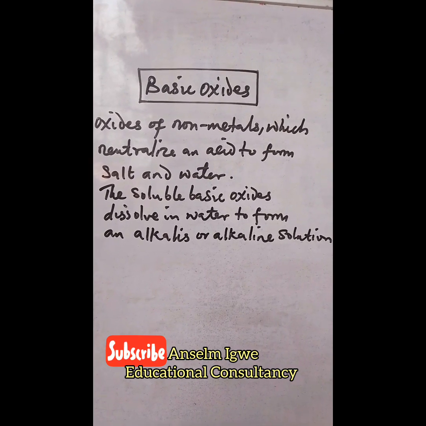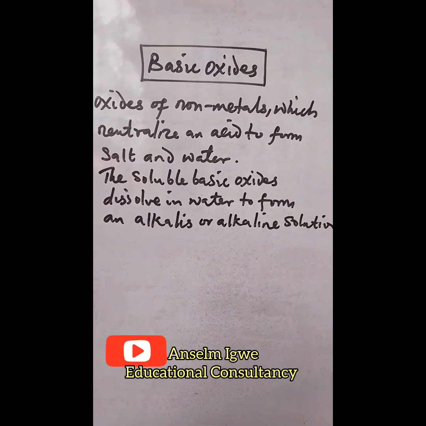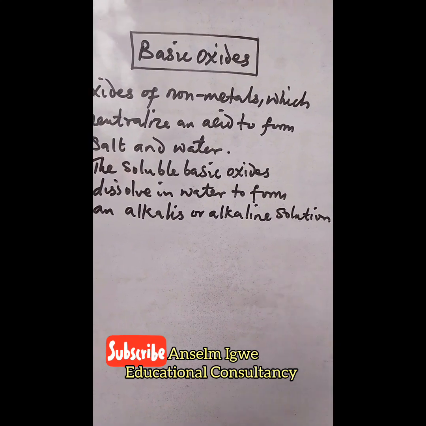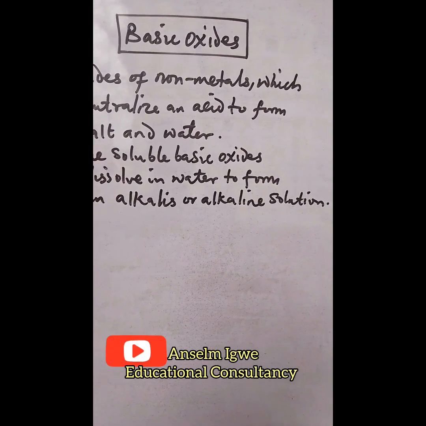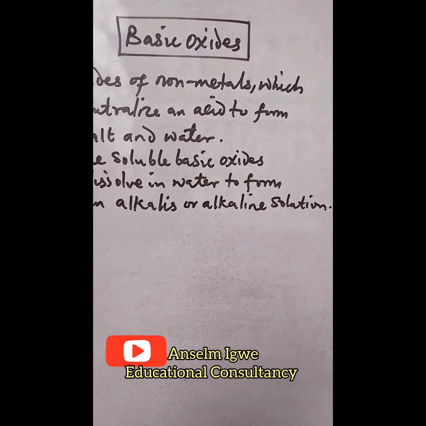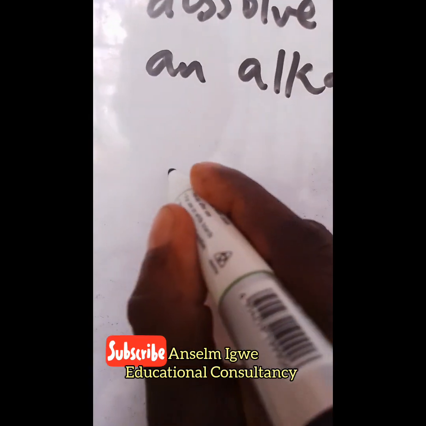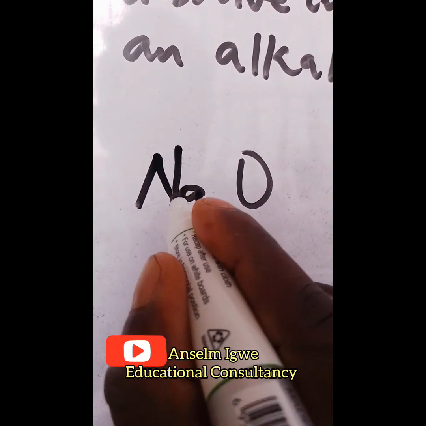Basic oxides are, unlike acidic oxides, oxides of metals which neutralize an acid to form salt and water. The ones that are soluble, the ones that can dissolve in water, when they dissolve, they form an alkaline solution that can turn red litmus paper to blue. Examples of basic oxides are sodium oxide. Remember, sodium is a metal.